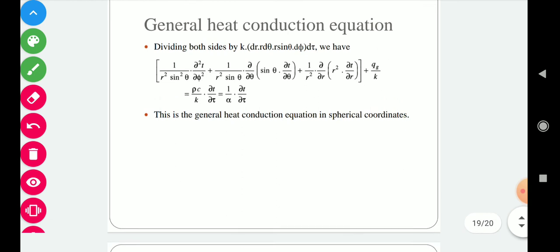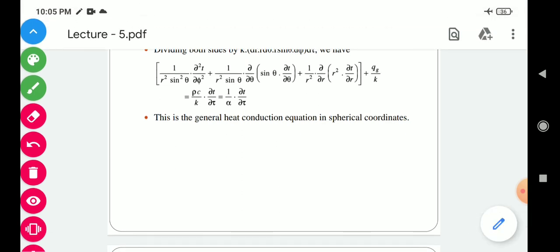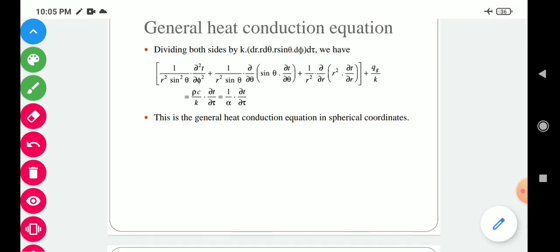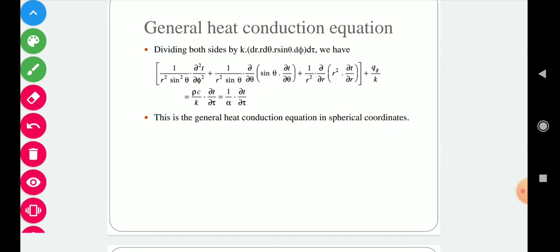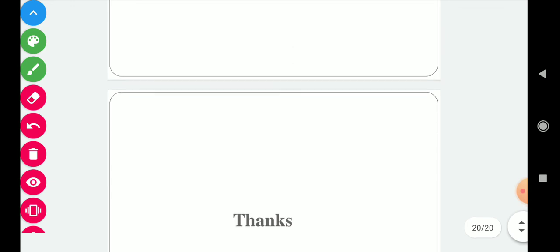So this is the end of today's class. In this class we have derived the generalized heat conduction equation in Cartesian coordinates, then cylindrical coordinates, and finally for spherical coordinates. So thank you.